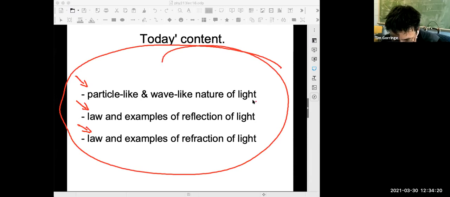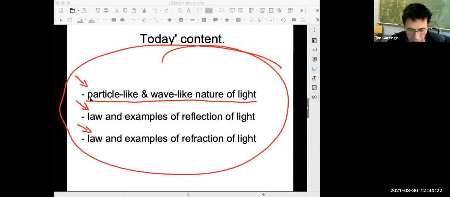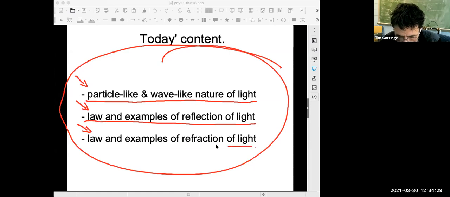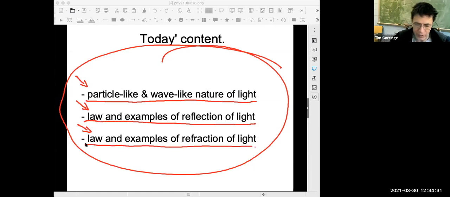Mostly ideas in item number 1, and then getting a bit more rigorous, a bit more mathematical, a bit more quantitative in items number 2 and 3, in the items on reflection and refraction.